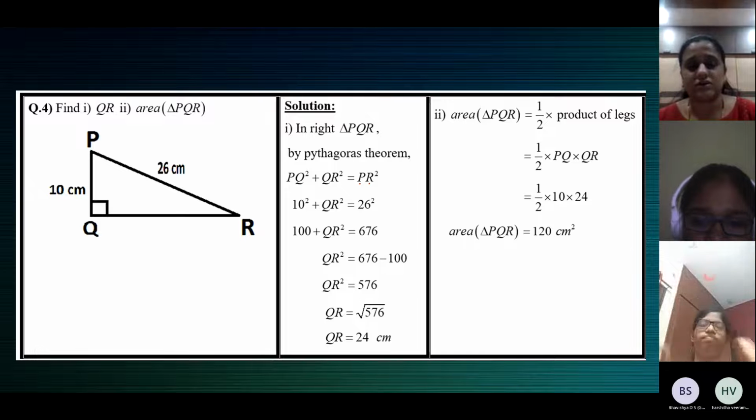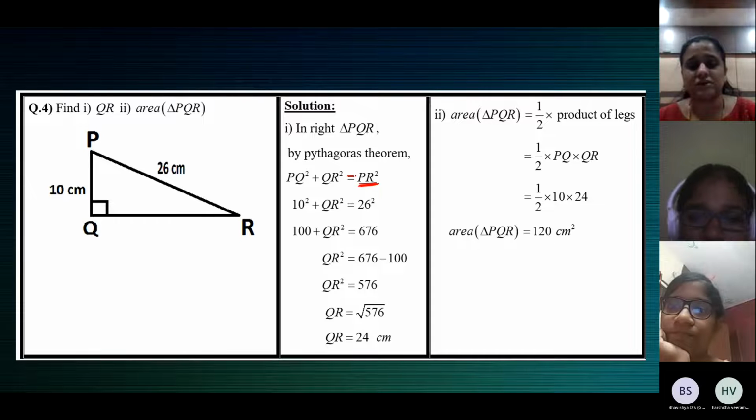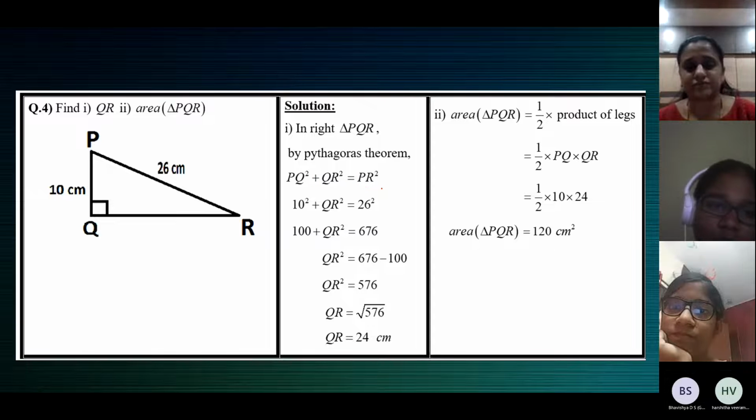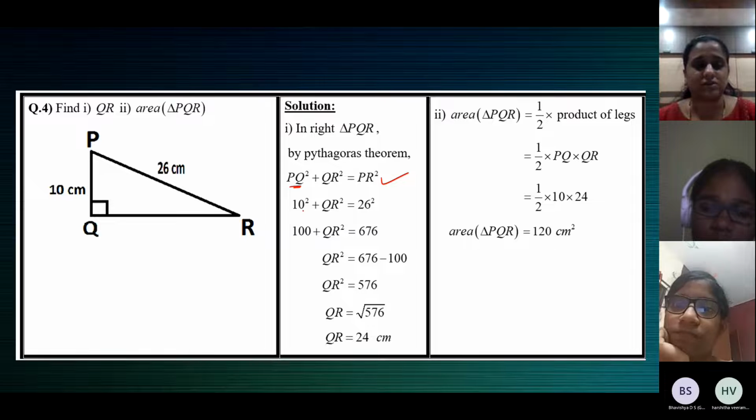That's what you see here. Square the hypotenuse and write it separately, is equal to, on the other side, write the sum of the squares of the other two sides. So this is the result by Pythagoras theorem. Now substitute the values you have. You know that PQ is 10 centimeters. QR we do not know.